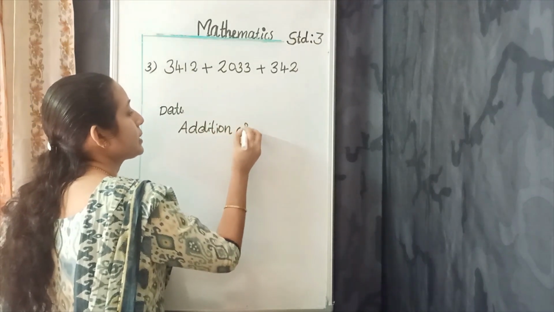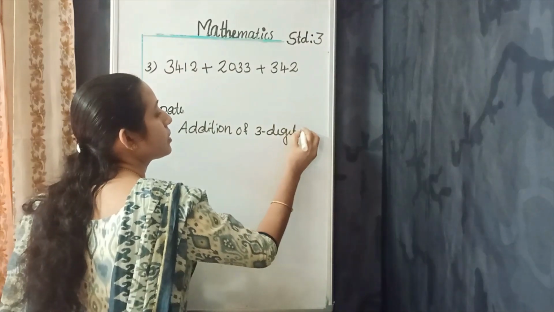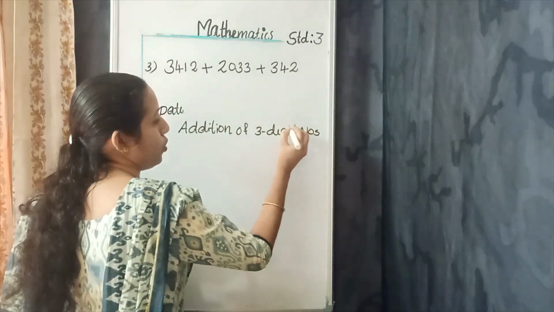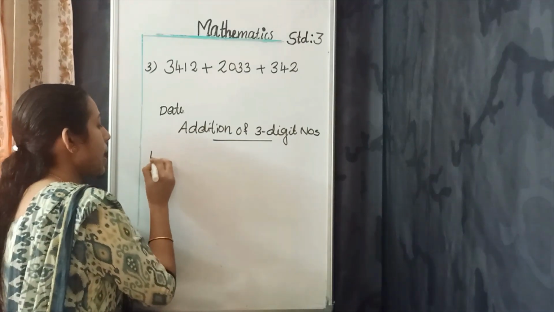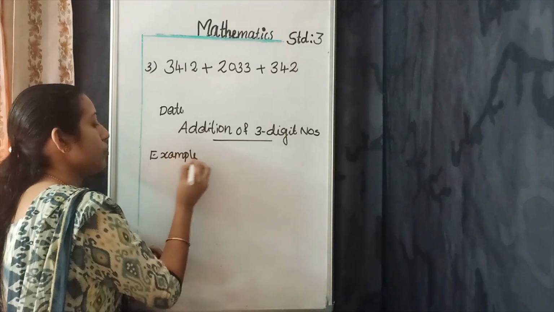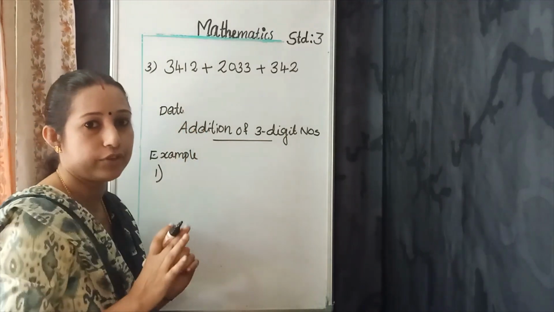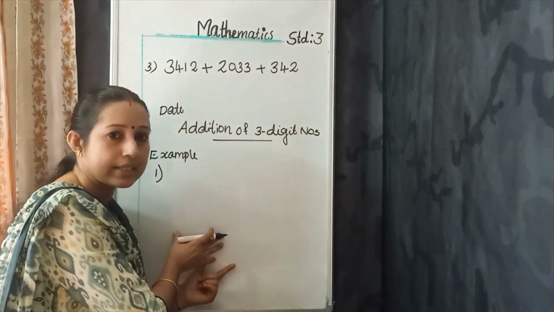with carryover. Addition of 3-digit numbers with carryover. Then example 1, or question number 1. Anyway, you can write example 1. Whichever question I solved in that video, write that question and solve it here with the correct steps.